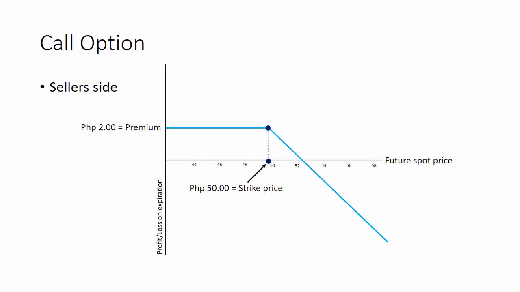If the spot rate is below 50 pesos, they keep the 2 pesos, represented here by the straight line. And you notice that the 2 pesos here does not have any parentheses.